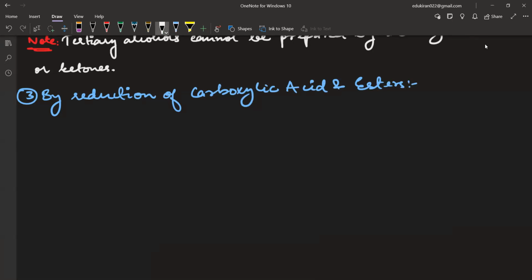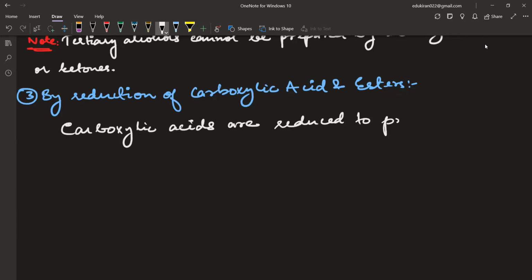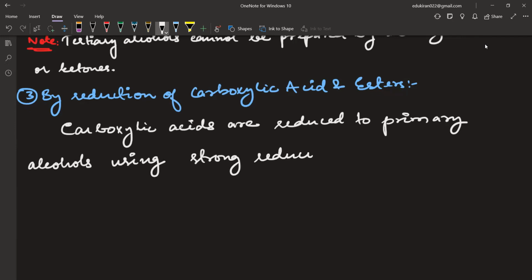Now, write a statement. Carboxylic acids are reduced to primary alcohols using strong reducing agent, and we use LiAlH4, lithium aluminium hydride.